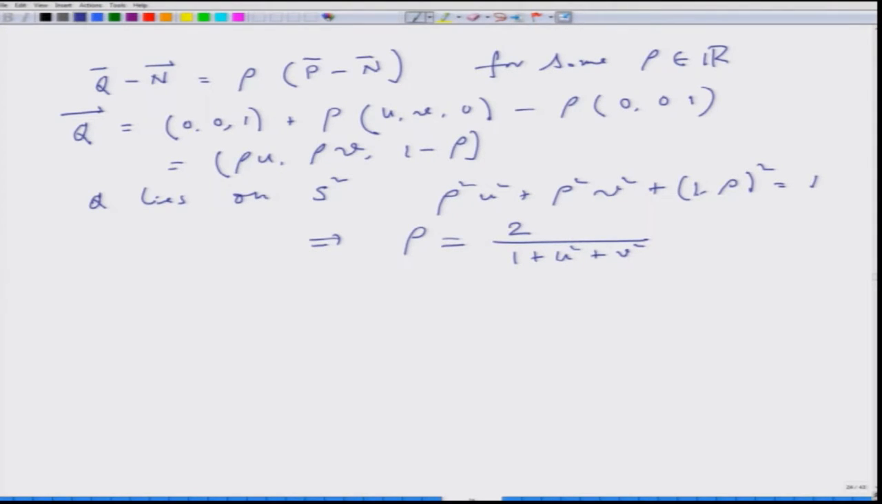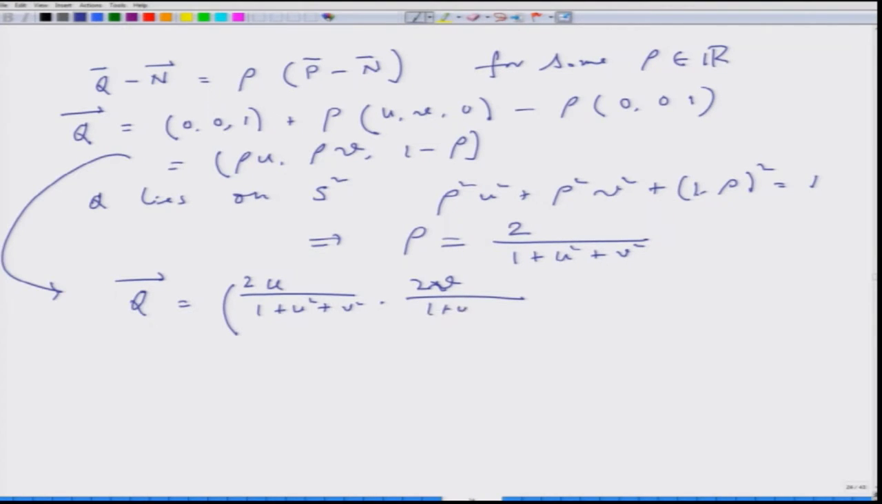So what is the coordinate of Q? Q is (2u, 2v, u squared plus v squared minus 1) divided by 1 plus u squared plus v squared. This goes to (u, v, 0). So this is the stereographic projection.